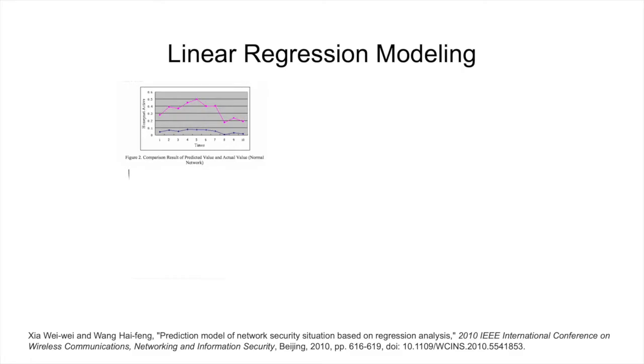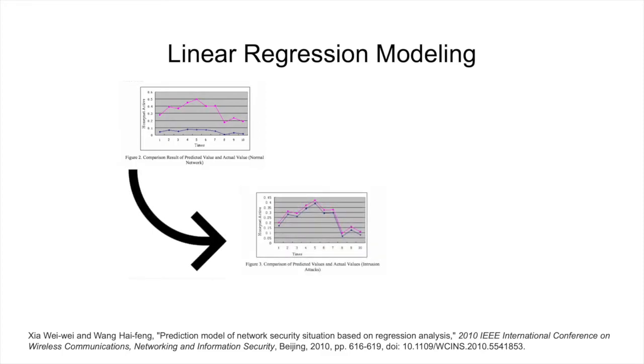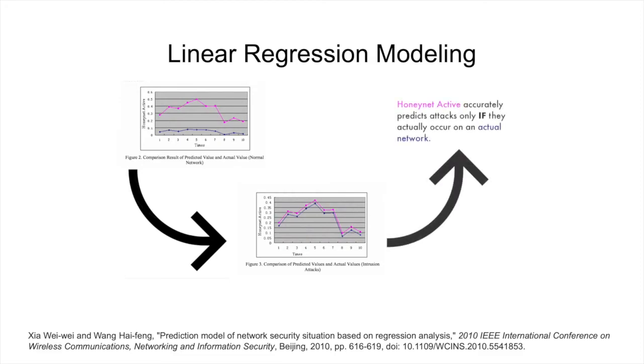During the trial represented by Figure 2, there are no attacks on the network, but HoneyNet Active falsely predicted that there were attacks occurring. In Figure 3, actual attacks were carried out on the network. In this case, HoneyNet Active very accurately predicted these attacks. This leads to an important note about using the HoneyNet Active model as a system to detect attacks on a computer network. The model is only accurate if the network is experiencing attacks.